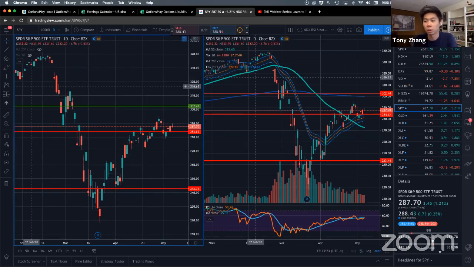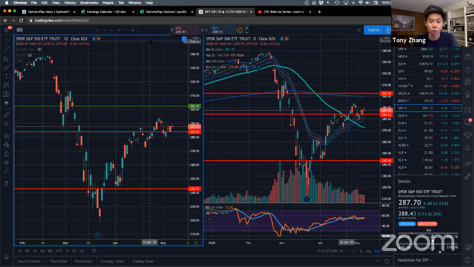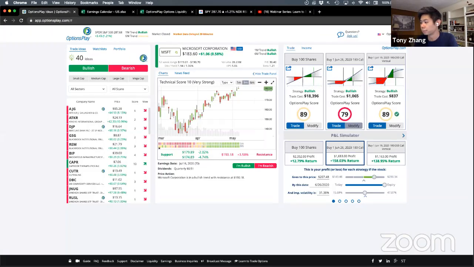Short-term targets for SPY. Hey, I think 285 is just going to be where this market is going to be pinned for a while. But again, if you want to learn more about what our views are on the market, please join us on Tuesday and Friday mornings. That's what we are here to do.